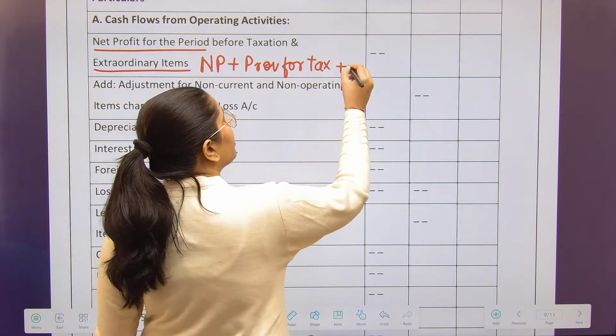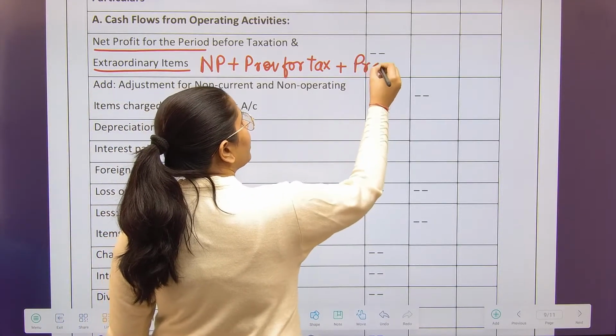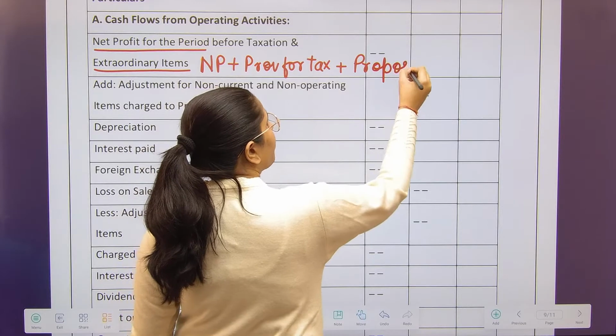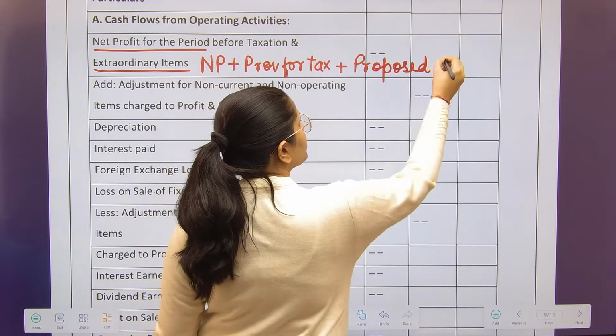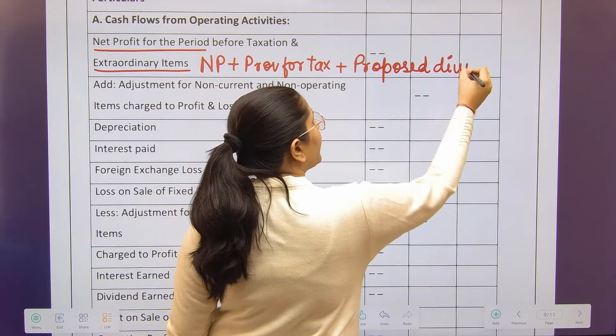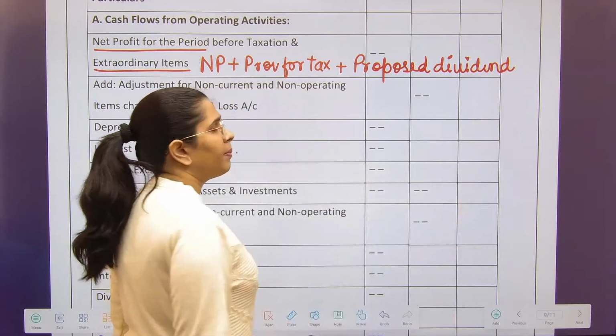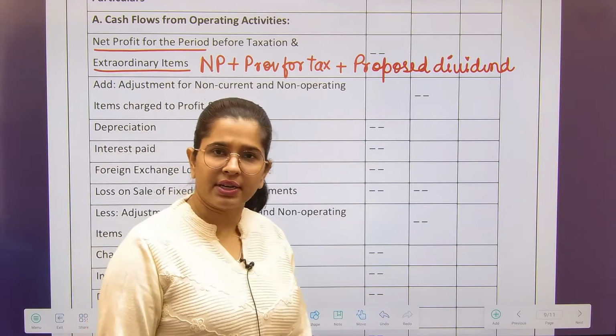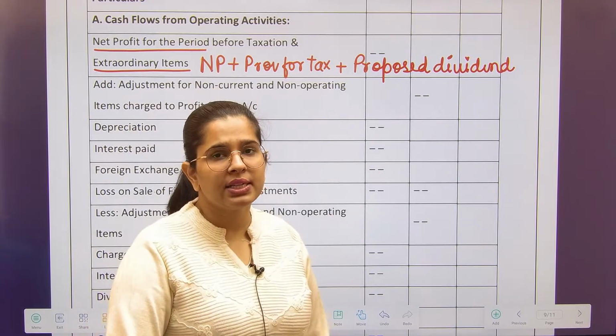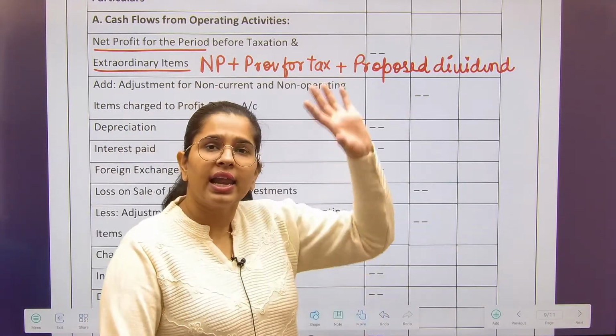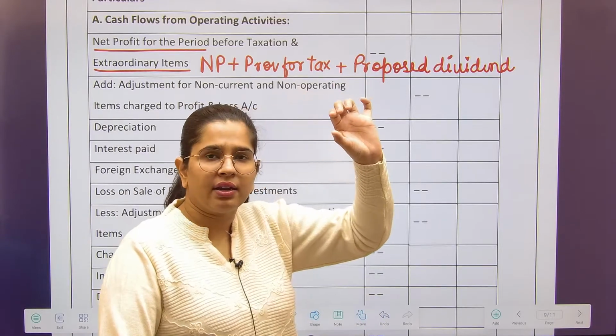Then if you have a proposed dividend. Proposed dividend means you have not paid in cash, but you have proposed it. That, okay, we will be paying 10% dividend. So what happens in P&L is whenever dividend is proposed, a liability is shown in the P&L.